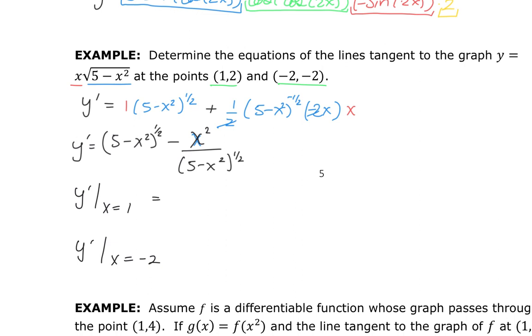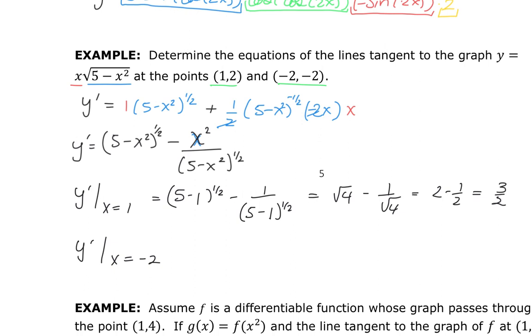Starting with the 1, I'm going to get 5 minus 1 raised to the 1/2 minus 1 over 5 minus 1 raised to the 1/2. It's not 4, it's 5 minus 1. The answer is 4. This gives me the square root of 4 minus 1 over the square root of 4, which is 2 minus 1/2, which gives me 3 over 2. So for my first point, my equation is y is equal to 3 over 2, x minus 1 plus 2. So here's my first answer, and that's for this ordered pair 1, 2.